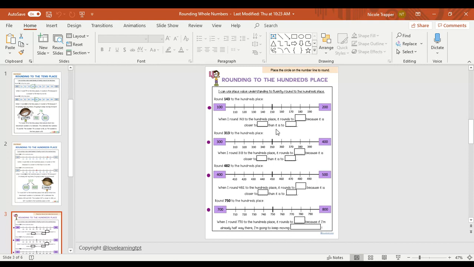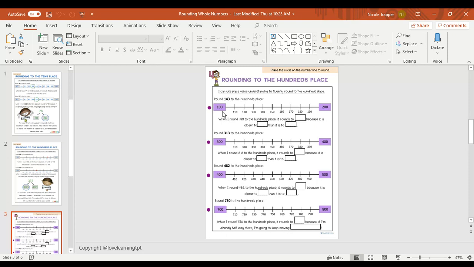I'm going to do one example on each page, and then you will be required to pick two different examples on each page to complete yourself. So the first one says round 143 to the hundreds place. So I would underline, if I had a marker right here, the hundreds place, which is 100. So I know the first boundary is going to be 100.